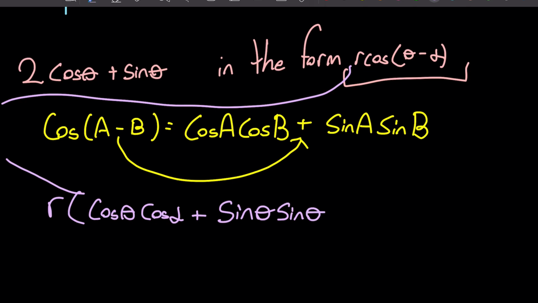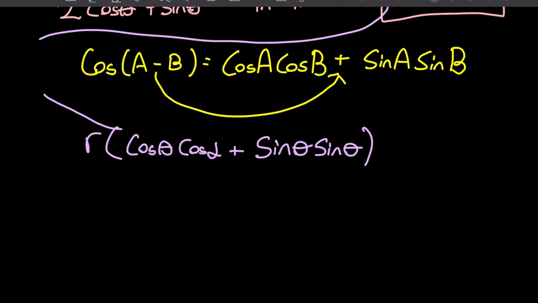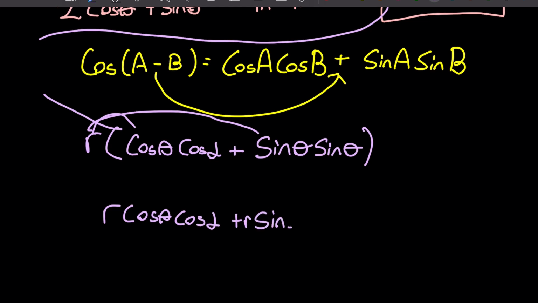Okay, and now we can actually expand, we can distribute this r, so r cos theta cos alpha plus r sine theta sine alpha. I'm so sorry, up here should be alpha, slight mistake. And don't forget to distribute the r to both terms, because that's what you have to do, okay? Great, so now we have this already, so that's good. What do we want to do now?